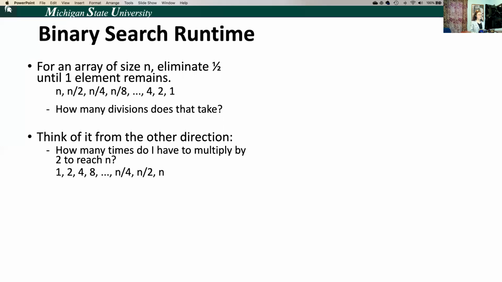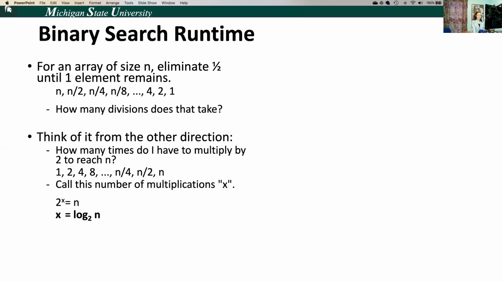Okay. All right, let's reverse it. Look at it from the other direction. How many times do I have to multiply by 2 to reach n? Let me write it in different ways. 1 times, 2 times, 4 times, 8 times, n over 4, n over 2, n. Okay? So if I assign the number of multiplications to be x, then I can represent it as 2 to the x, which will actually get me the input size that is given to me.